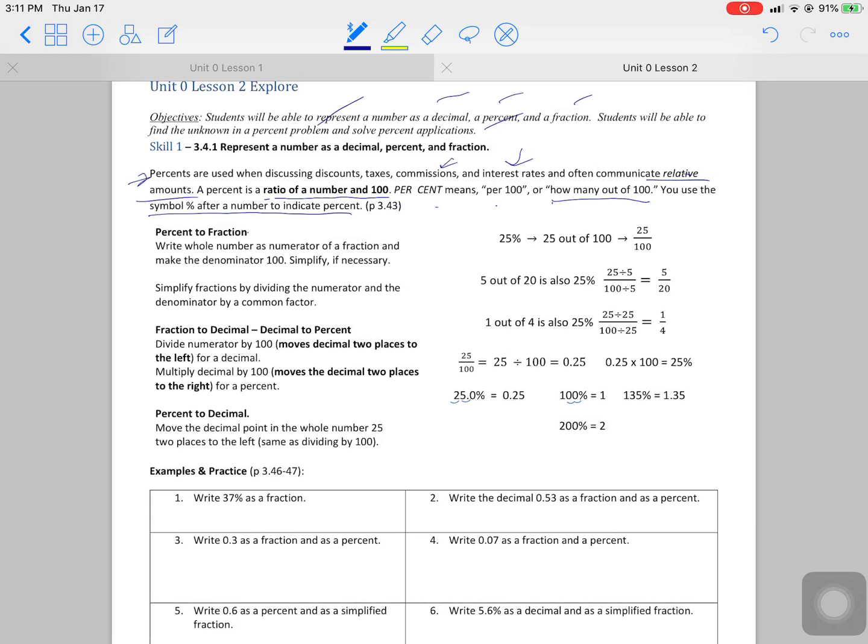So, percent to fraction is what we're doing first. Write the whole number as the numerator of the fraction and make the denominator 100. Well, that sounds really easy. So, 25% is really 25 out of 100. So, you write the number over 100. Done. That's percent to fraction. All right. It says simplify the fractions by dividing the numerator and the denominator by a common factor. Okay, so 25 out of 100 is not a finished answer because it's divisible.